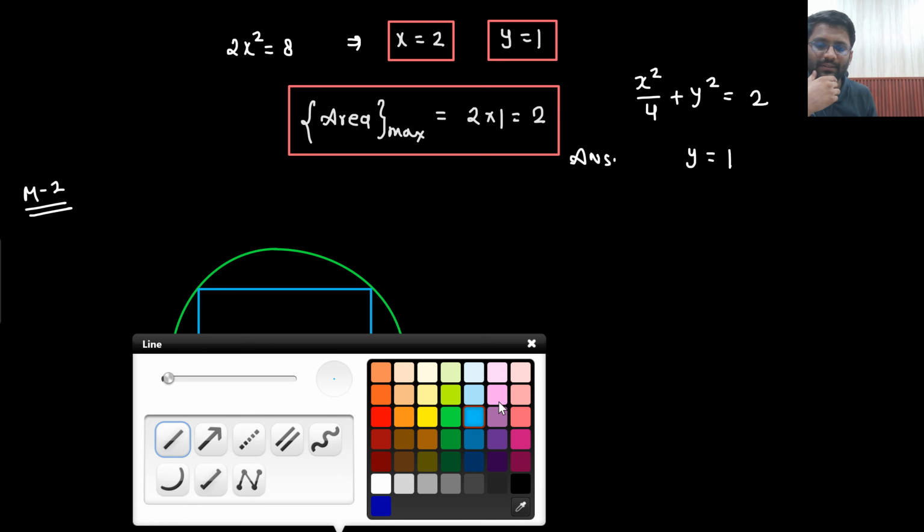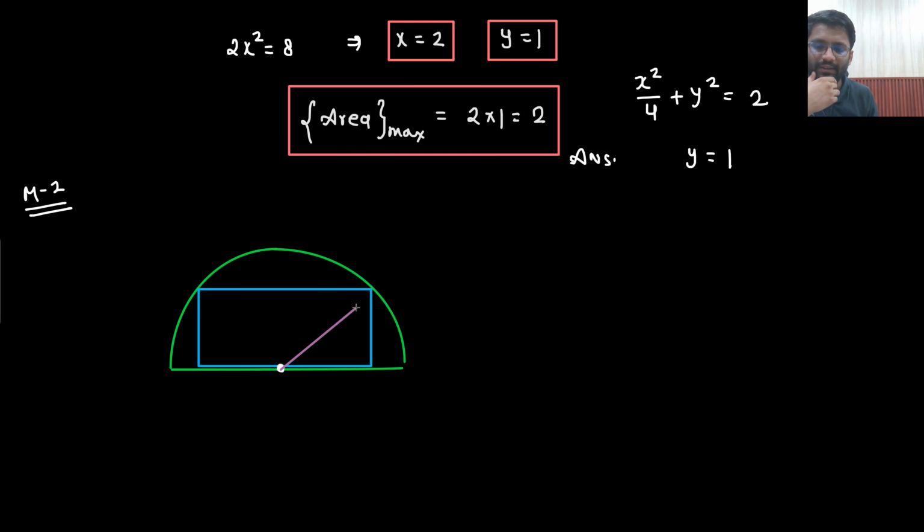Now I know the radius. What is the radius? The radius is under root 2. What I need to comment on is the sides of a rectangle. This is my rectangle, and I need to comment on the sides of the rectangle. If I just assume this angle as theta, do you know one thing?